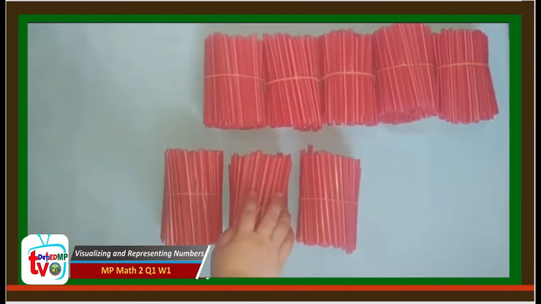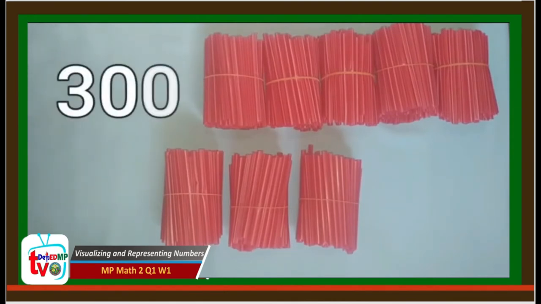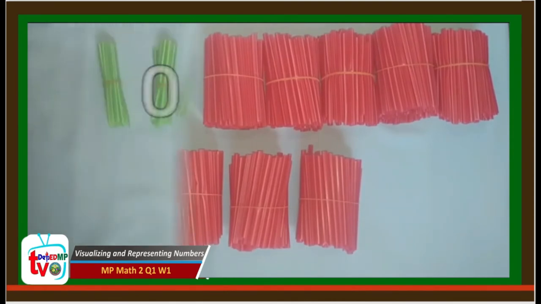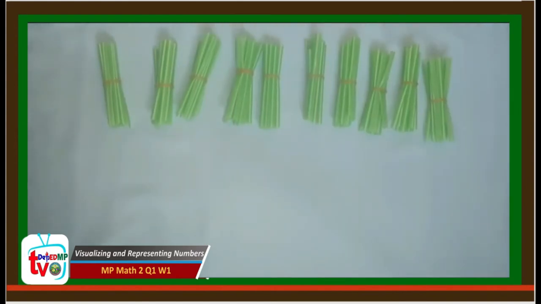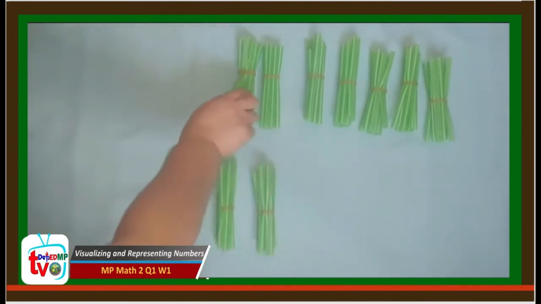Now, let us see if you understood our lesson. We can see bundles of straws in 100. 1, 2, 3. So, how many straws are the bundles all in all? 300, ma'am. Very good, Mario. You're listening. Now, you can see straws that are grouped by tens. I will separate a group of straws, then you will count and give the number that the straws represent. Mario? So, how many straws are there?